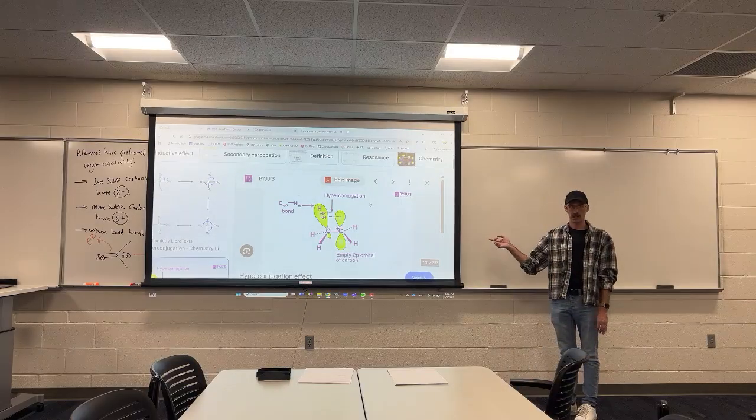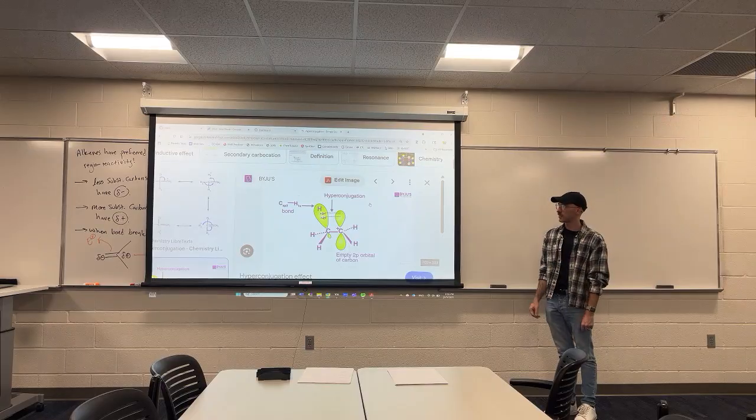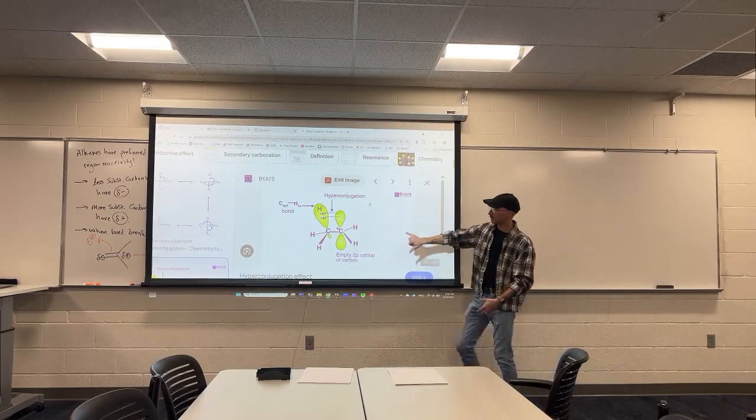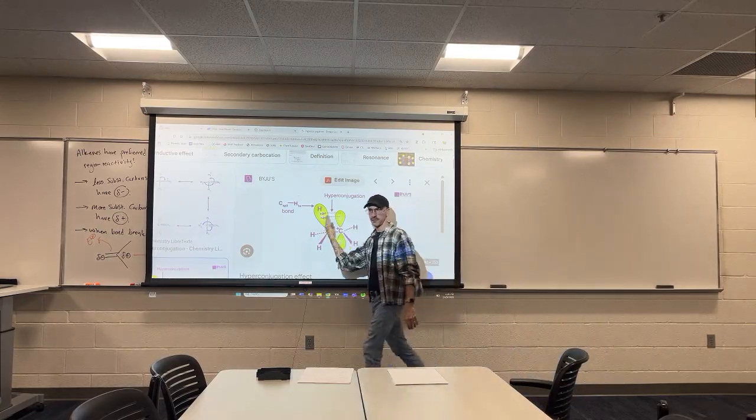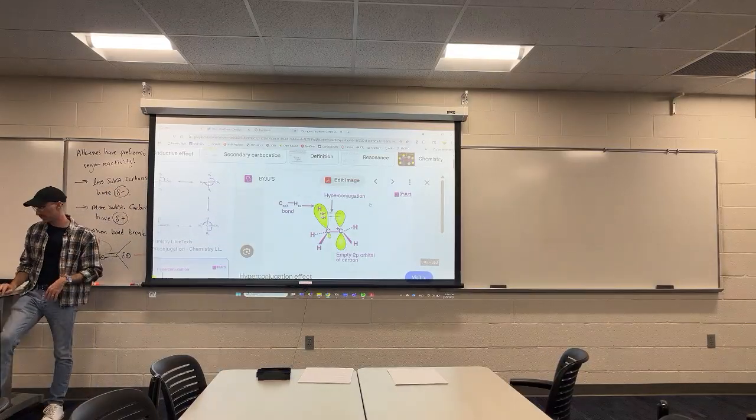That's hyperconjugation, by the way, in case you were really itching to know. That's moral support. Empty positive charge steals electrons from a bond. The more bonds nearby, the more support.